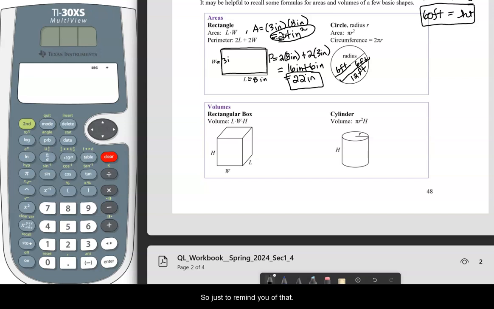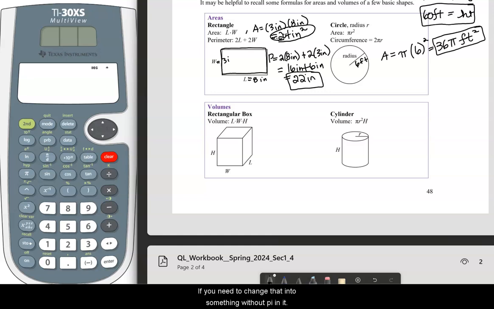So just to remind you of that, let me erase all of this and get back to doing a quick example using 6 feet for these formulas. So the area of this circle would be pi, which is just a number, we'll talk about that in a second, times 6 squared, and we get 36 pi feet squared. So the area is 36 pi feet squared.